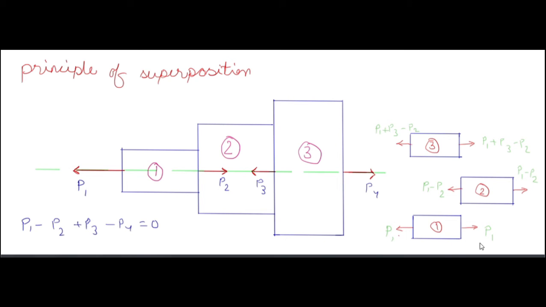Now in the second area of cross section, the tensile force acting is P1 minus P2. So P1 is acting in this direction, and P2 is trying to compress it. So P1 minus P2 is the tensile force acting on area of cross section 2. Then again, in the third area of cross section, the tensile force will be P1 plus P3 minus P2. So P1 plus P3 minus P2 is the tensile force acting on area of cross section 3.